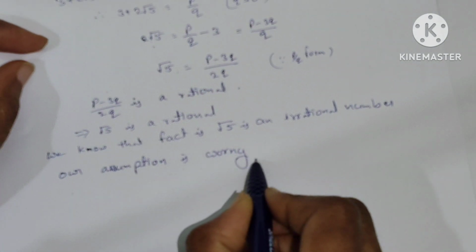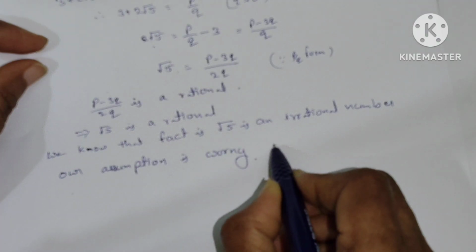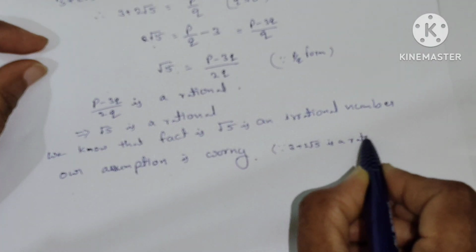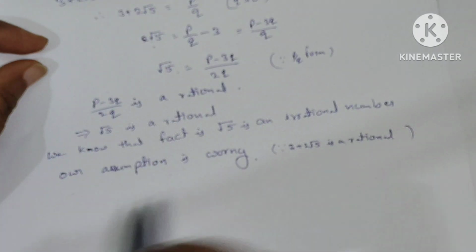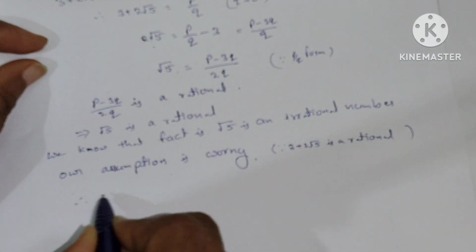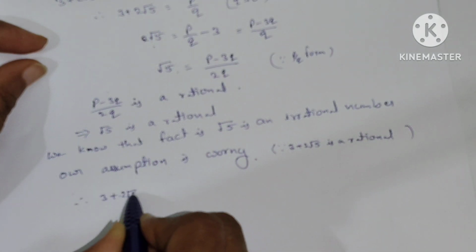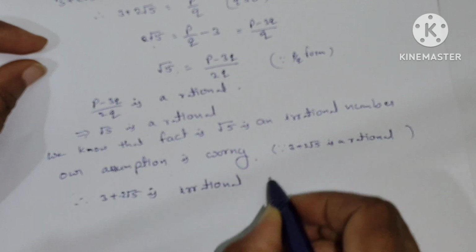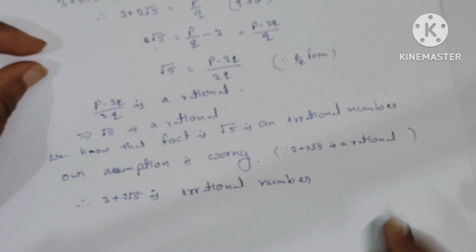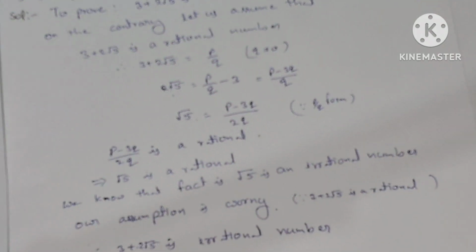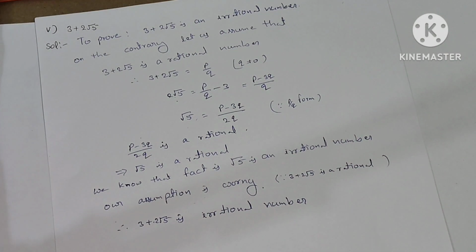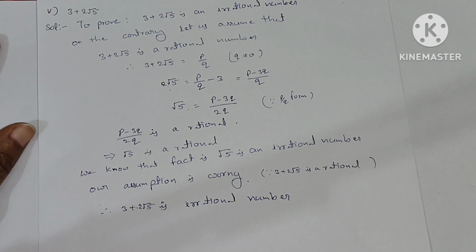So our assumption is wrong. Our assumption, 3 plus 2 root 5 is a rational number, this is our assumption. This one is wrong. Means therefore 3 plus 2 root 5 is an irrational number. So this is the fifth one proof.